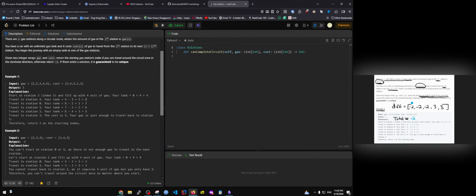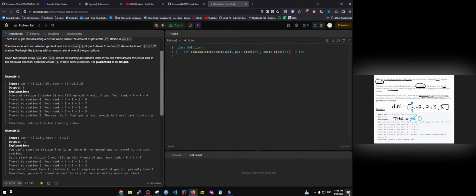If our total ever becomes negative, meaning less than 0, that means we ran out of gas. That means this start position did not work. So what are we going to do? Well, we tried this position, it didn't work. So we're going to be greedy now. We're going to say, okay, this didn't work. Let's just try the next position now and just keep moving. We're going to take our total, which was set to -2, get rid of that, and reset the total to 0.